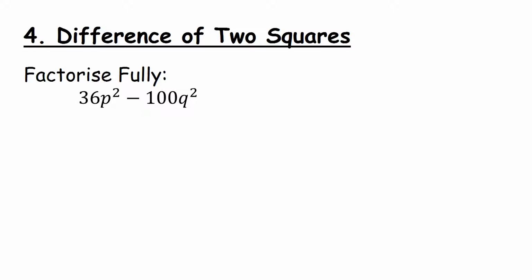So the fourth type of factorization, and again you'll have met this already, is called the difference of two squares. And if you remember earlier, we had this formula. So where we have a squared number minus another squared number, we can just take the square root of the first term and add it to the square root of the second term, then the square root of the first term minus the square root of the second term.